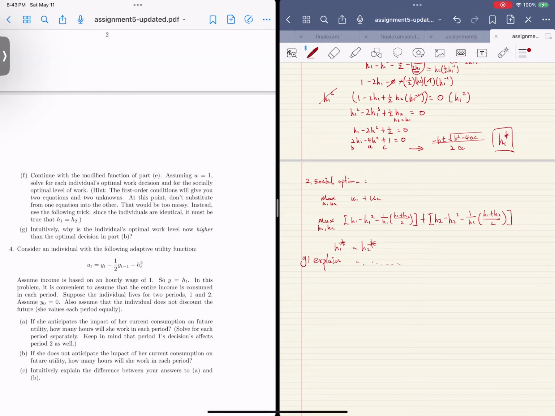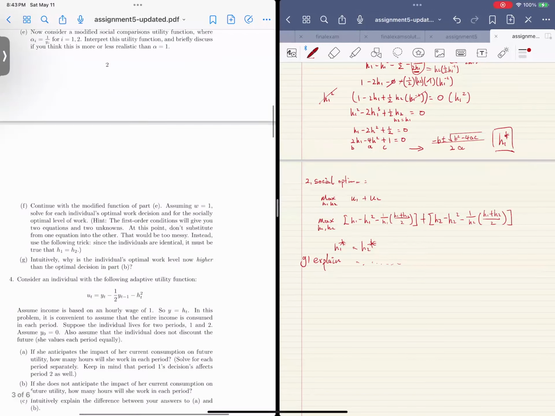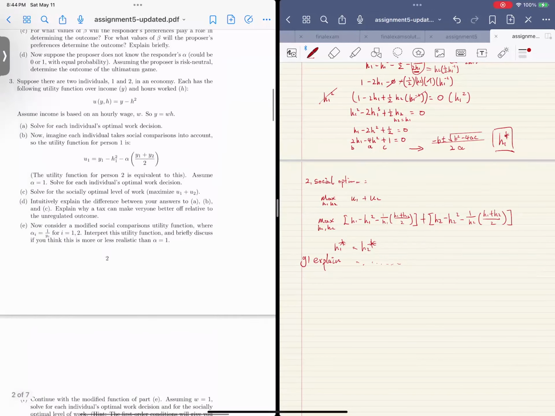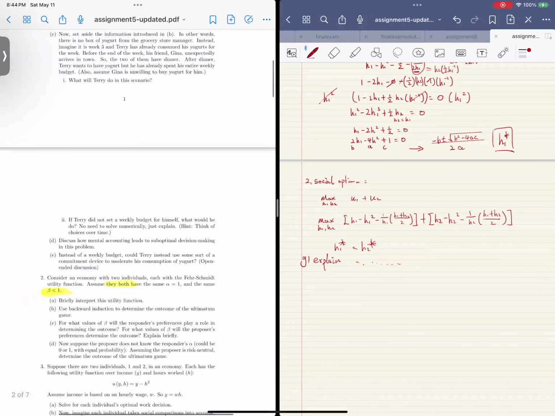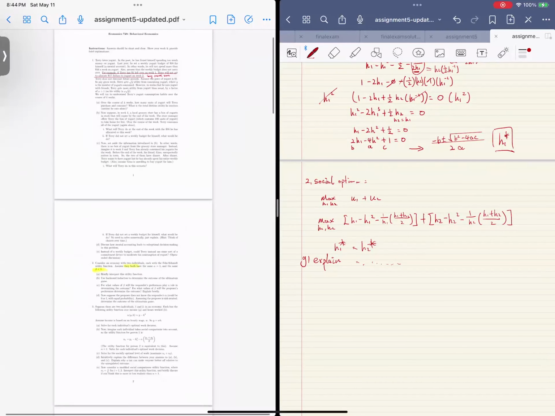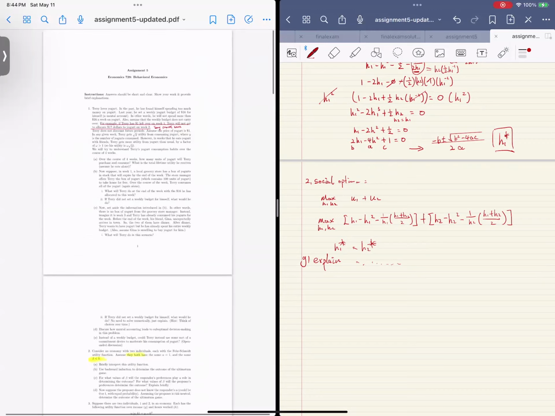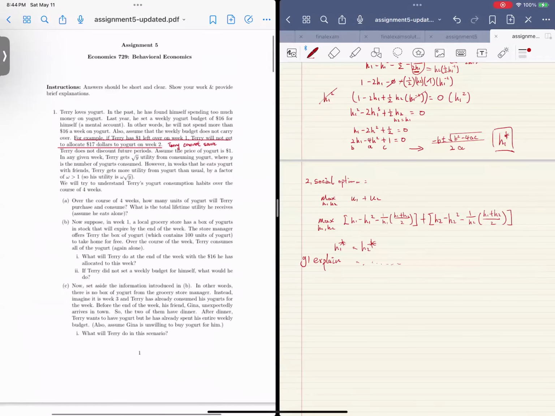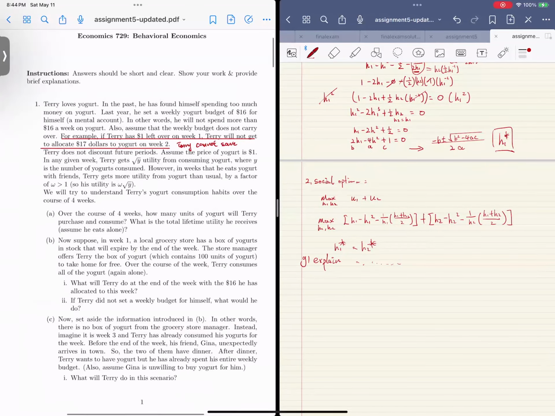Okay, 4 is very similar to macro. It's multiple periods, and you're trying to optimize over multiple periods. So it's relatively not too bad. I think you guys should be able to do all of them by Monday. Yeah, that's it for me.